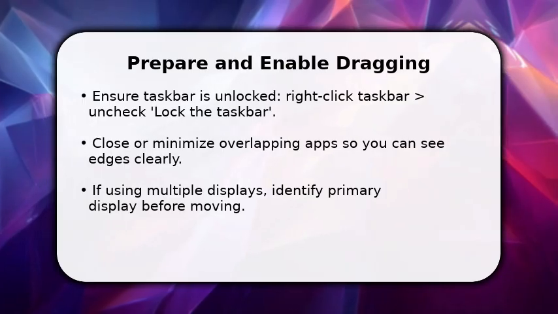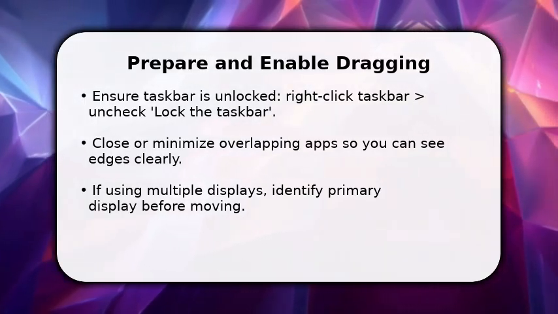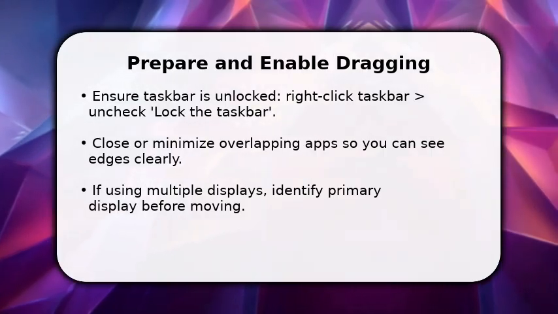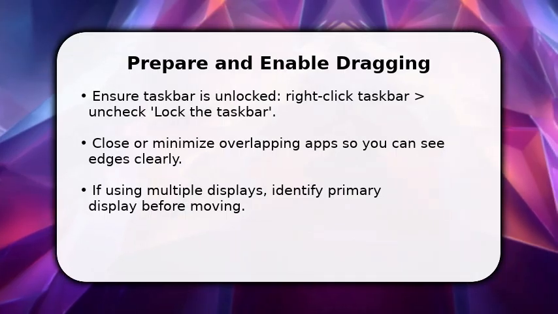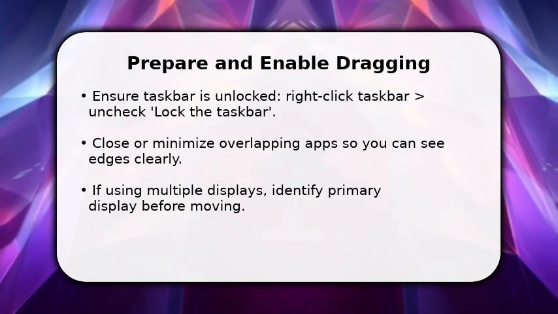If you use multiple monitors, confirm which screen is primary because the taskbar may snap there. Now place your cursor on an empty taskbar area, not an icon, and prepare to drag. This initial setup avoids accidental icon moves and ensures predictable placement.